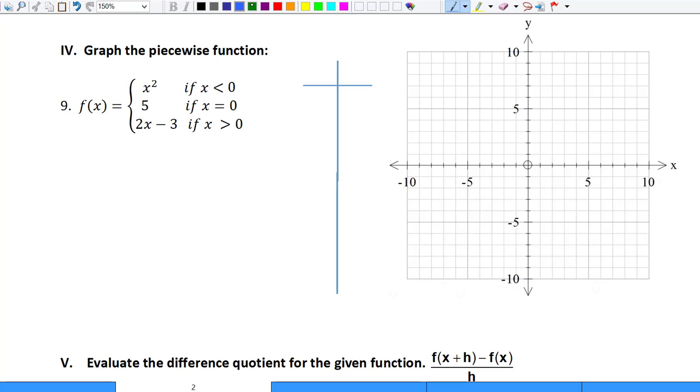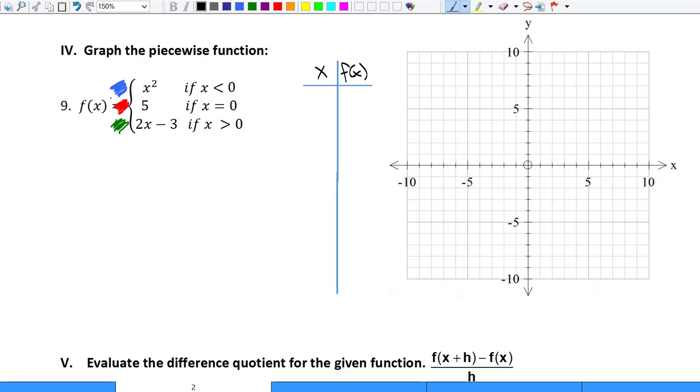Okay, so for this piecewise function, we have three parts to the function. So I'm going to do those in three different colors just to make it clear. You're welcome to bring colored pencils to the test if that makes you understand it a little bit better. Or you don't have to, either way is fine.